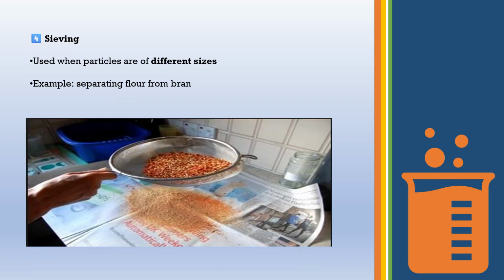Fourth one is sieving. Sieving is used when particles are of different sizes. The smaller particles pass through the sieve, and the bigger particles remain on the sieve. For example, separating flour from the bran.